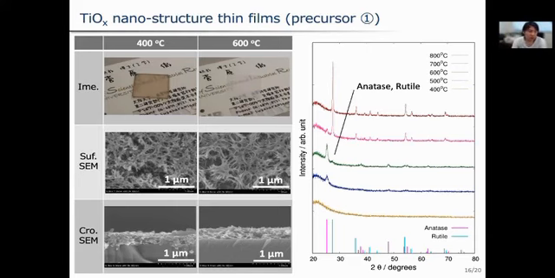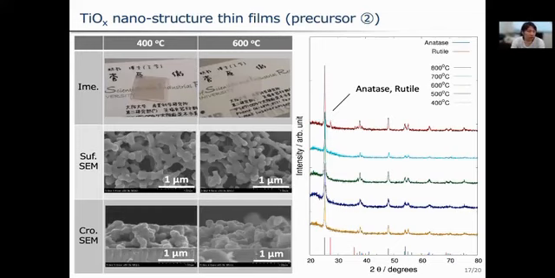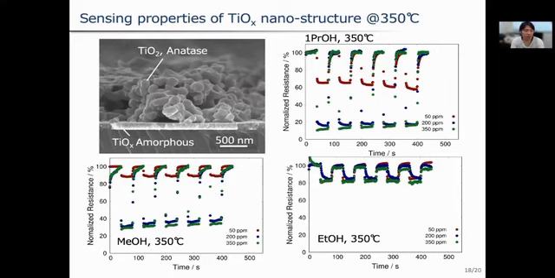And we got another structure of the same titanium oxide. This shape is sphere-like. We tried to make a sensor device from this kind of sphere-like material, and it can also detect at about 350 degrees Celsius.